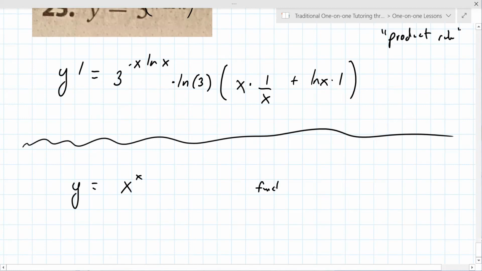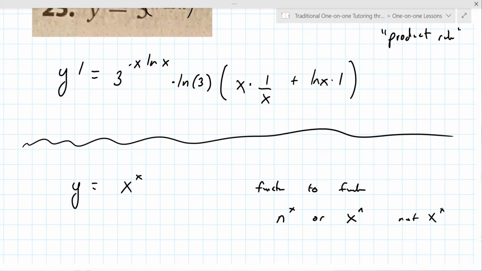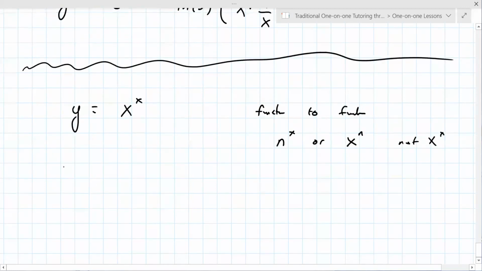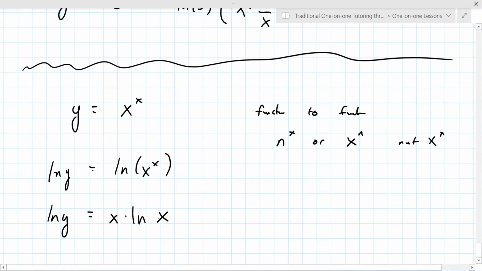Whenever you have a function to a function, and x and x are both functions, it's a little bit weird because you don't have a rule. You have a rule for a number to an x or x to a number, but not x to x, or cosine x to sine x, or anything like that. So that's where you take the natural log of both sides, and this is not a calculus step. It's just a pre-calculus step. And on the right, whatever the exponent function is comes out front.